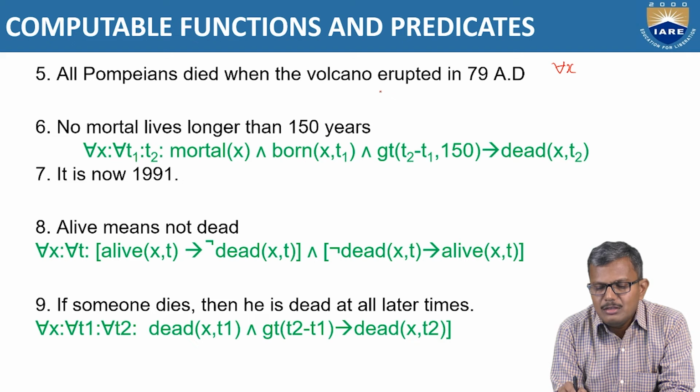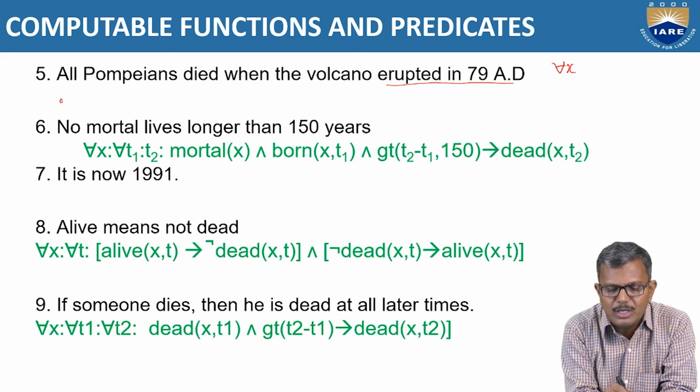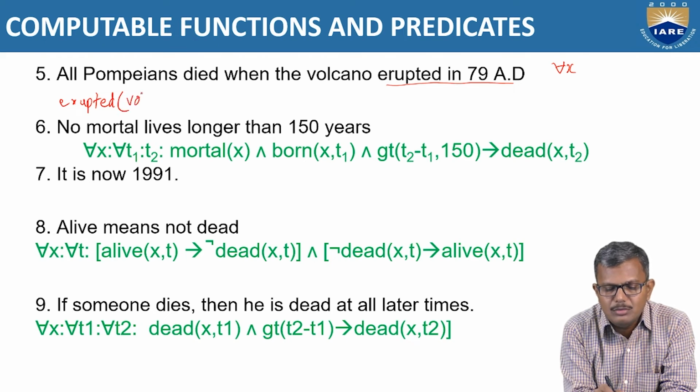But before that, this representation should be done. Erupted. What is erupted? Volcano erupted. So we are going to form it in this way. Erupted. What erupted? Volcano. In which year? In 79 AD.